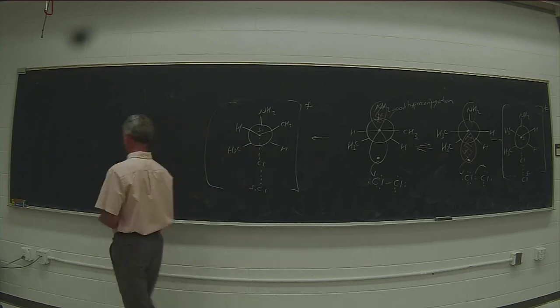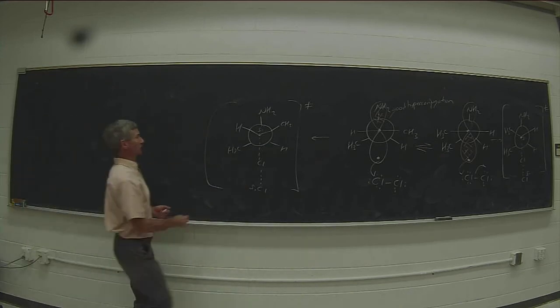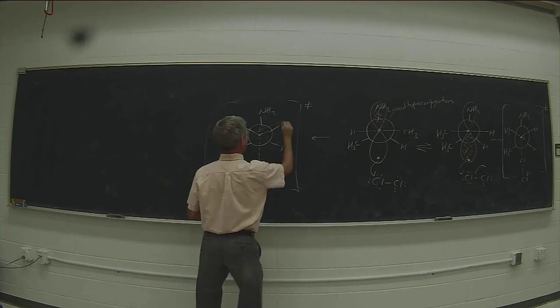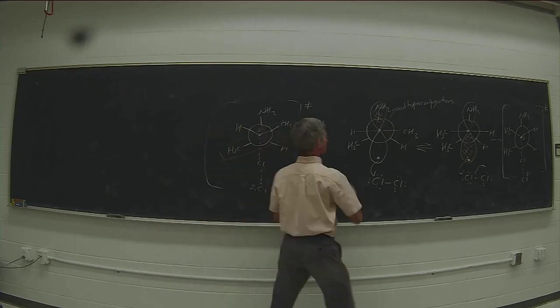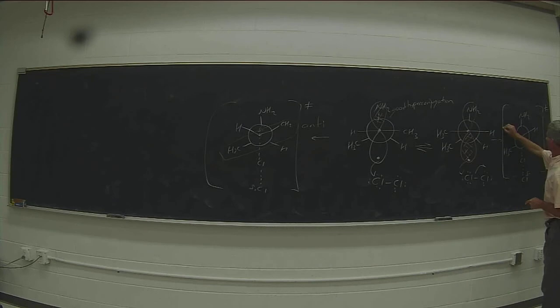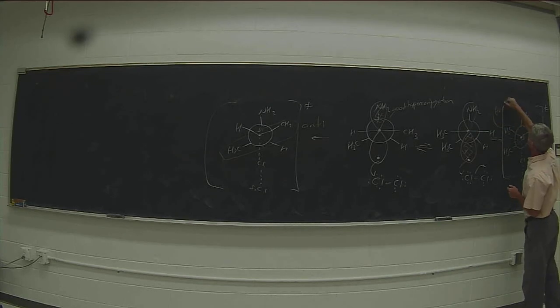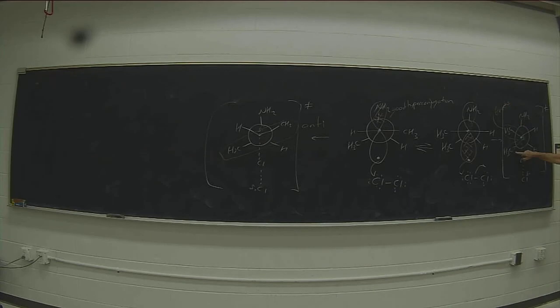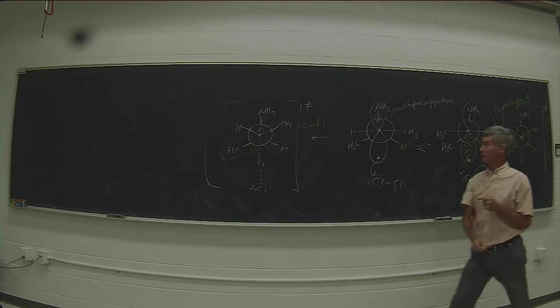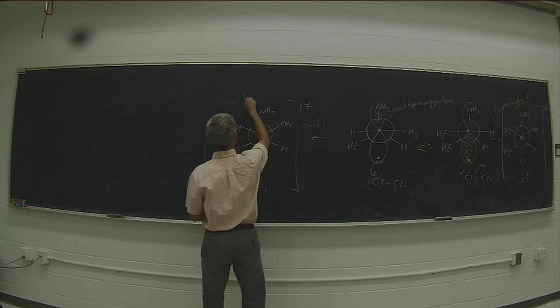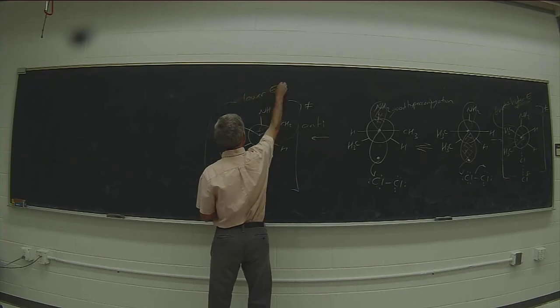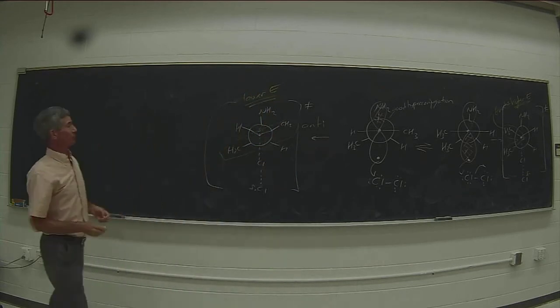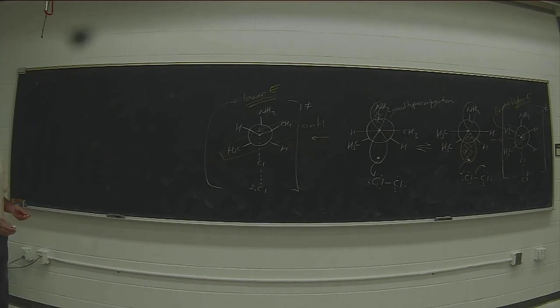Here you'll note that the two methyl groups are anti, whereas over here the two methyl groups are gauche. Which means that this transition state has more steric hindrance and should be at a higher energy than this transition state, which has less steric hindrance and therefore should be at a lower energy.